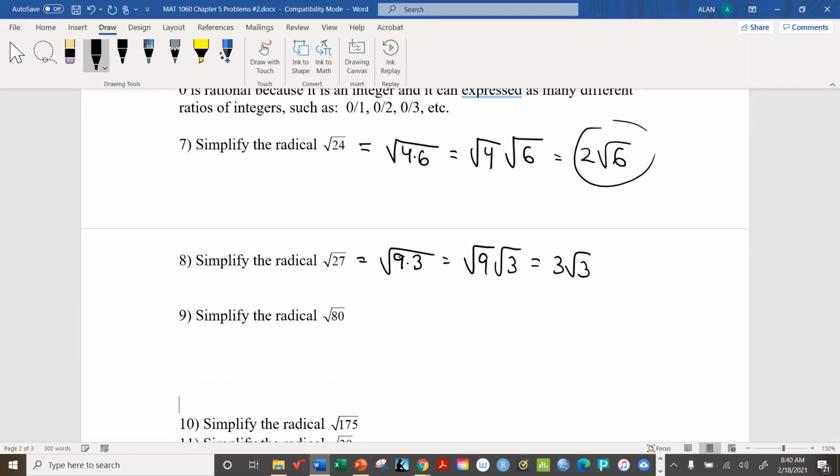Now, 80 is an interesting case because there are a few different ways we can go about this and still get to the same result. But the quickest way is to write it out as 16 times 5. Now, you'll notice that we could also have written it as 4 times 20. If you have more than one factor which is a perfect square, what you should do is start with the largest one, because that'll save you the most steps. If you started with 4 times 20, you would have eventually gotten to the right answer, but this is just a little bit quicker. So you're going to end up with 4 radical 5.